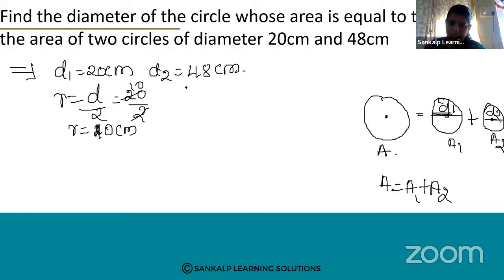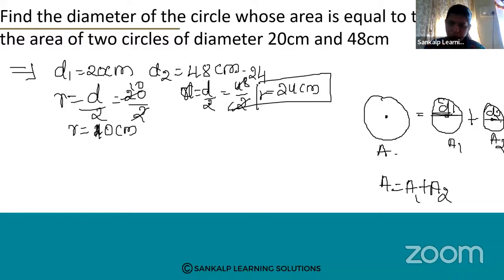Right. Next, here R is equal to D divided by 2. That is 48 divided by 2. 2 twos are 4, 2 fours are 8. That is R value is 24 centimeter. So this is the R value here. Here R is 10 centimeter. Okay. Next, find the diameter of the circle.